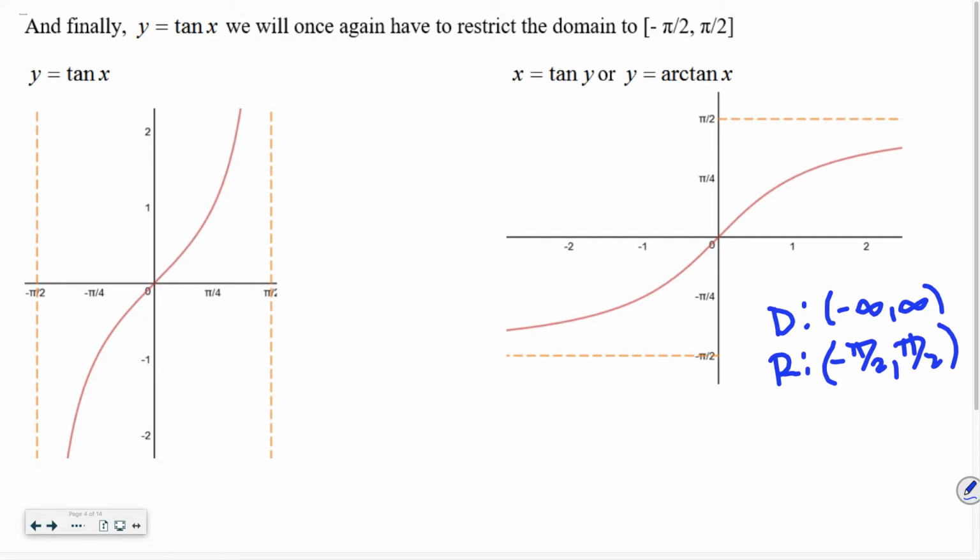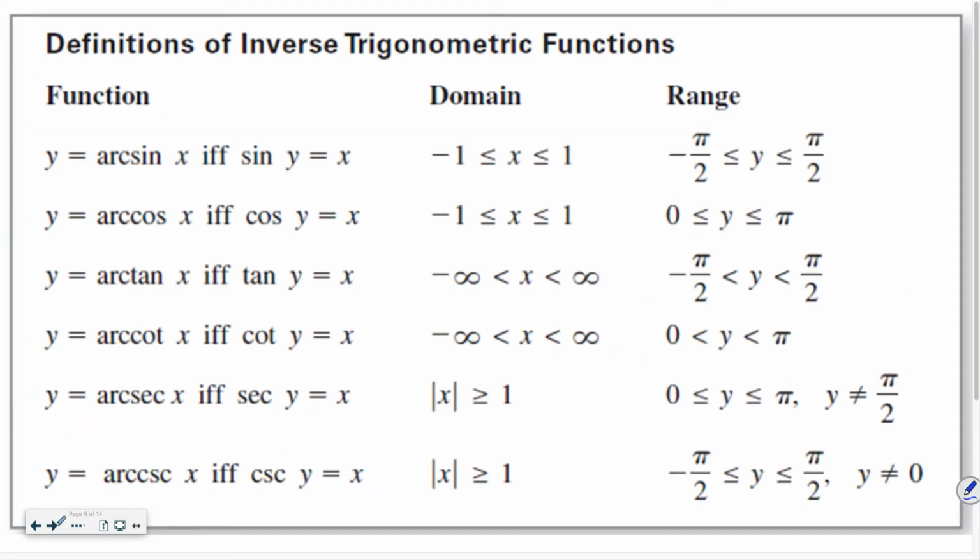On the back side of your notes, I do have written out the domain and range of each of those. I don't know if it's 100% vital that you know these. But just for some of the understanding of where things come from, I want you to be aware that this is the case for our 6 inverse functions. Now, what I'm going to do is show you where one of the derivative rules comes from.